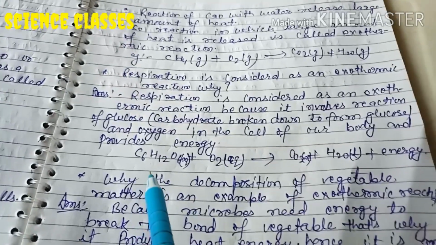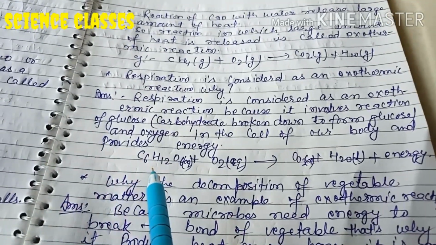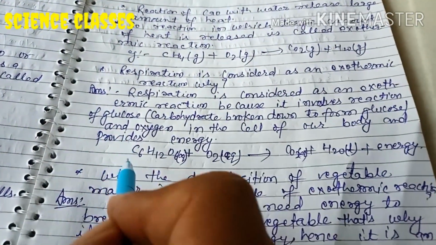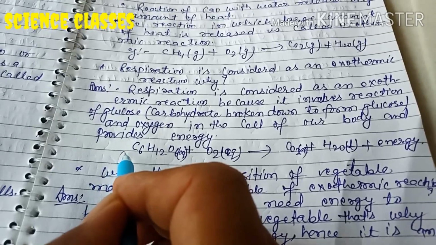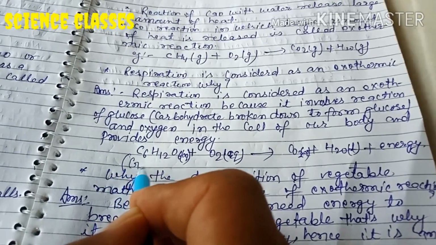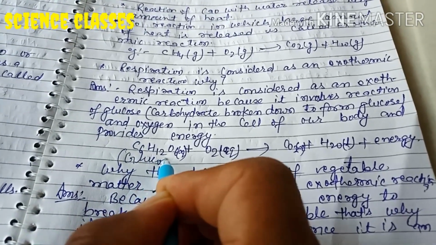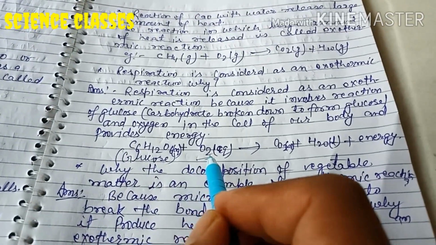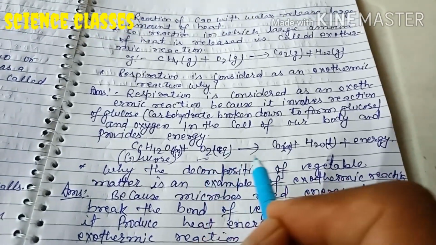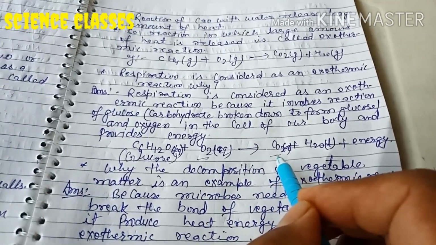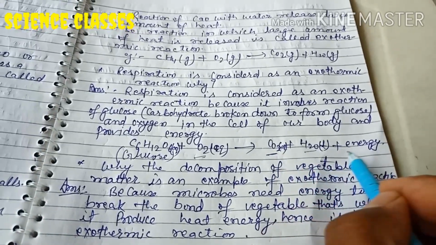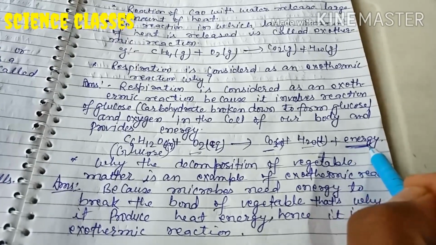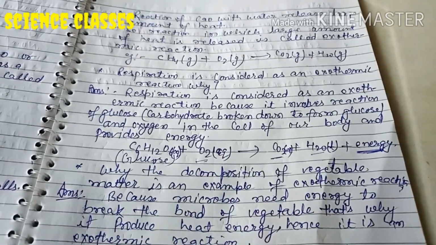That is why it is an exothermic reaction. See, we have taken the reaction here, C6H12O6. This is the formula of glucose, or we can say sugar also has the same formula. Glucose in the presence of oxygen will give carbon dioxide, water and energy. Energy is given here. That is why it is an exothermic reaction.